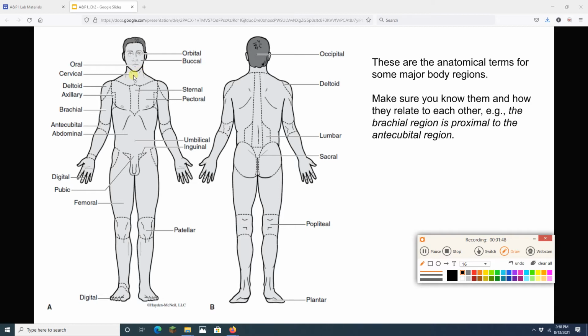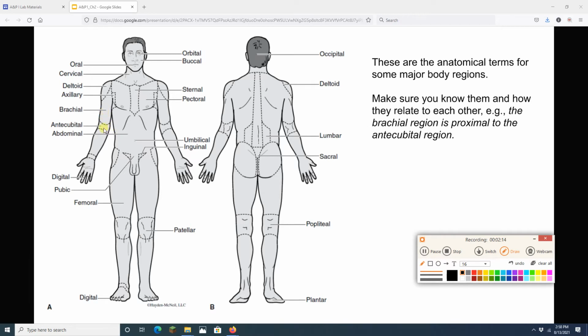Keep going, we got the shoulder. Shoulder is the deltoid region. If we jump over a little bit, we got the chest. The chest is the pectoral region. The armpit is the axillary region. The arm, so think about below the shoulder but before the elbow. The arm there is the brachial region.